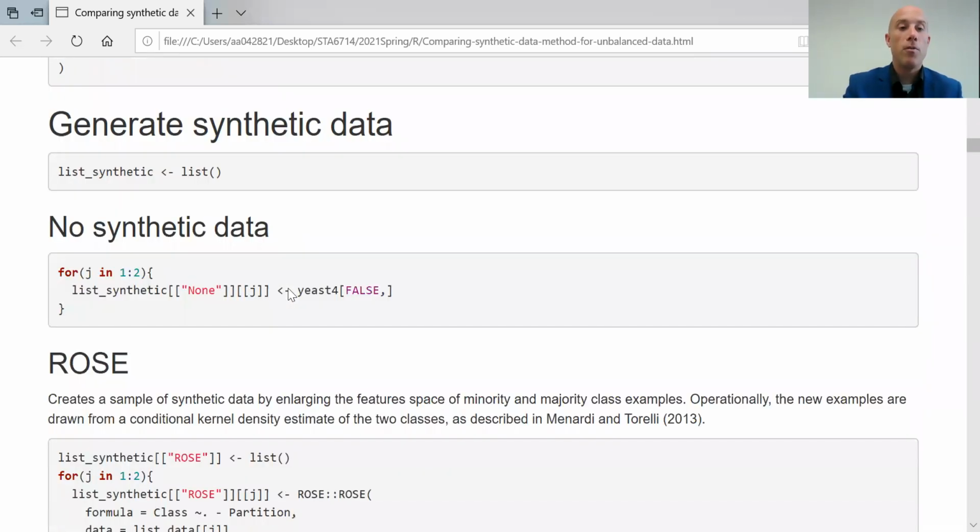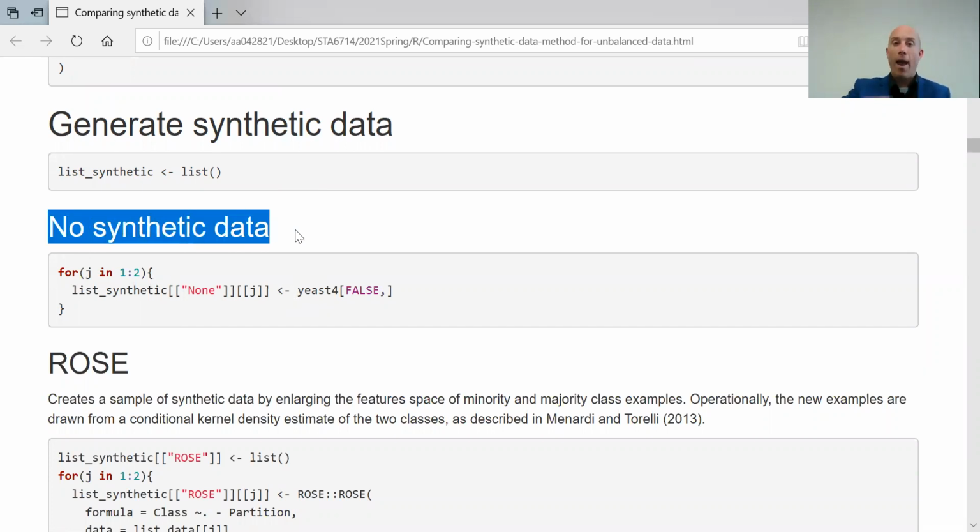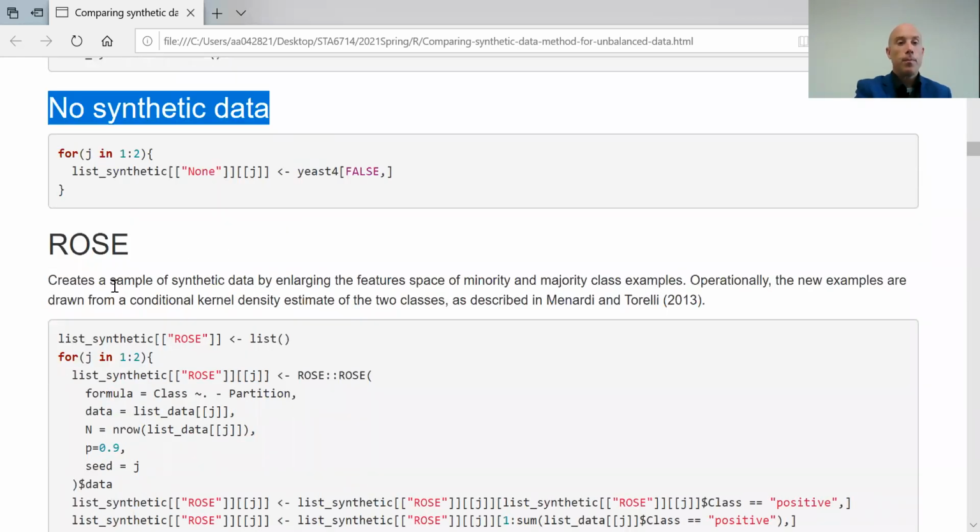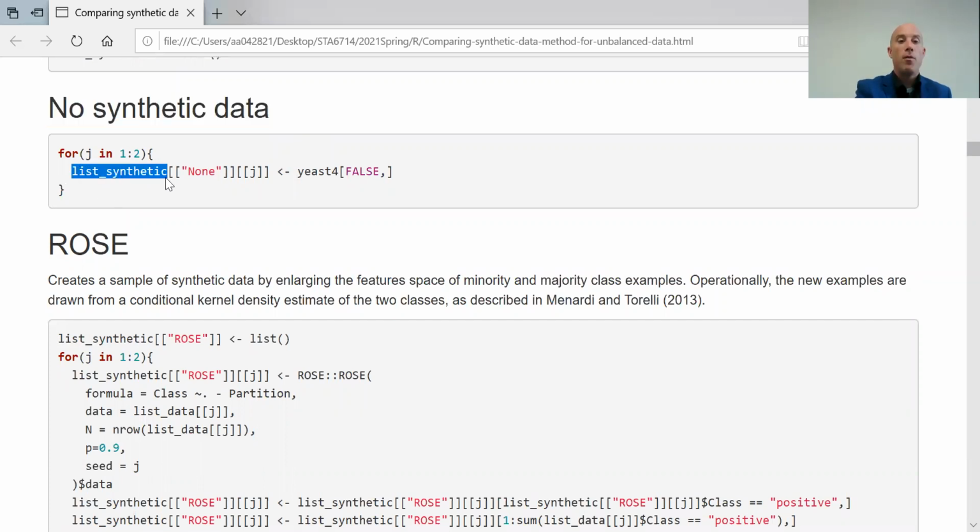All right, so let's generate some synthetic data. First and foremost, we're going to have no synthetic data. We're just going to run the model as is, and that way we have a benchmark to compare the other methods. Oh, and as I go through this list of synthetic methods, at this point I'm storing only the synthetic data, and then we'll tack on the other data and proceed from there.